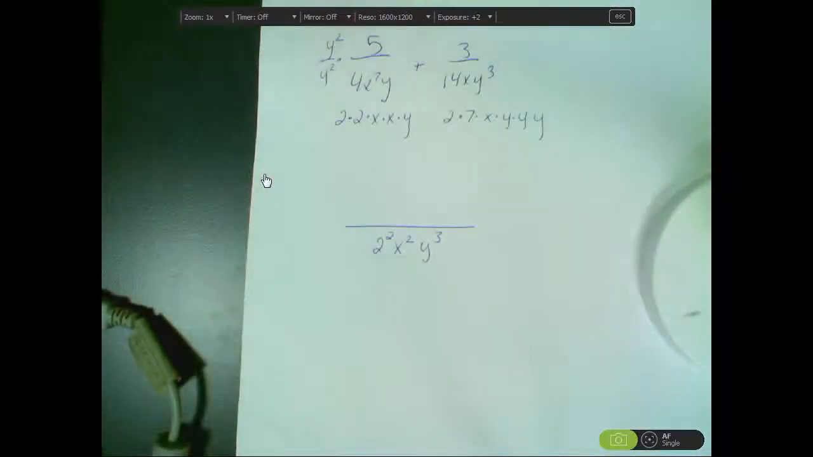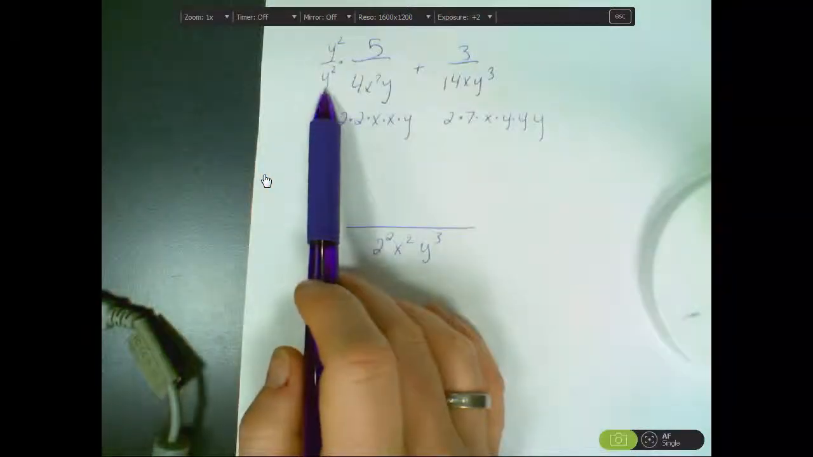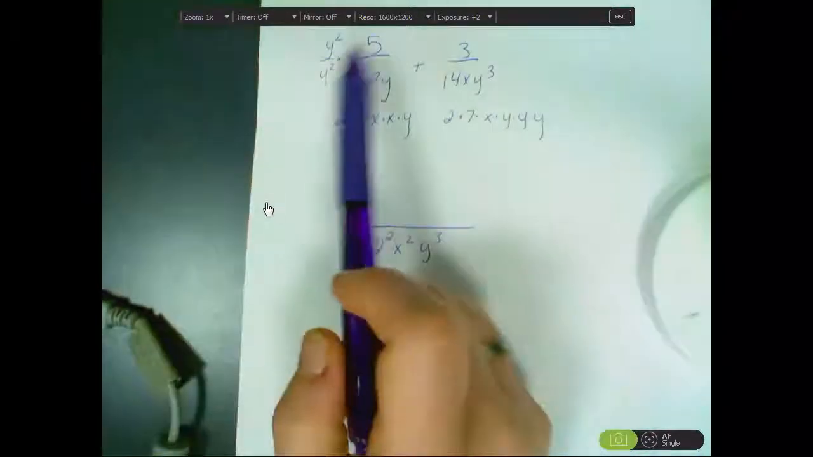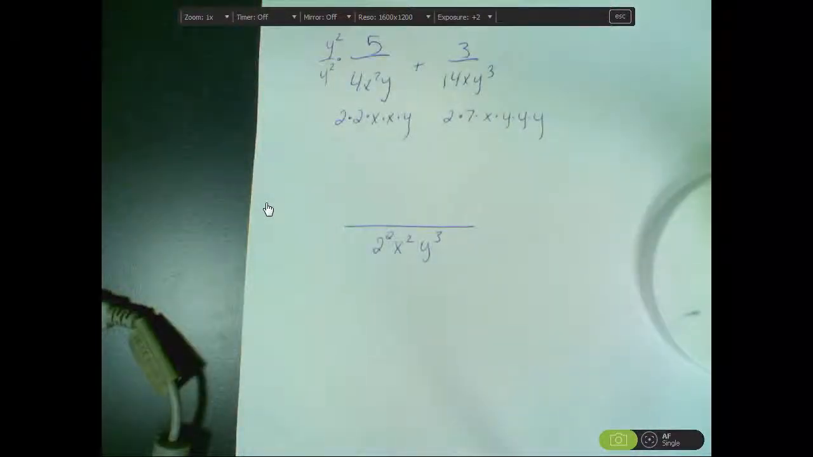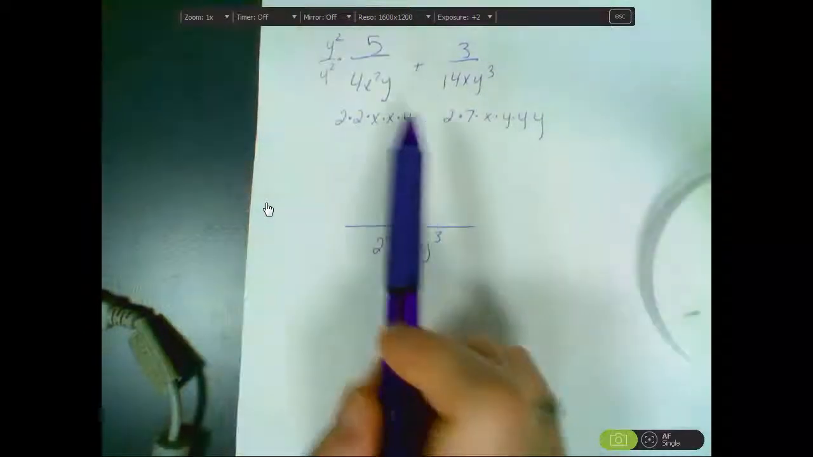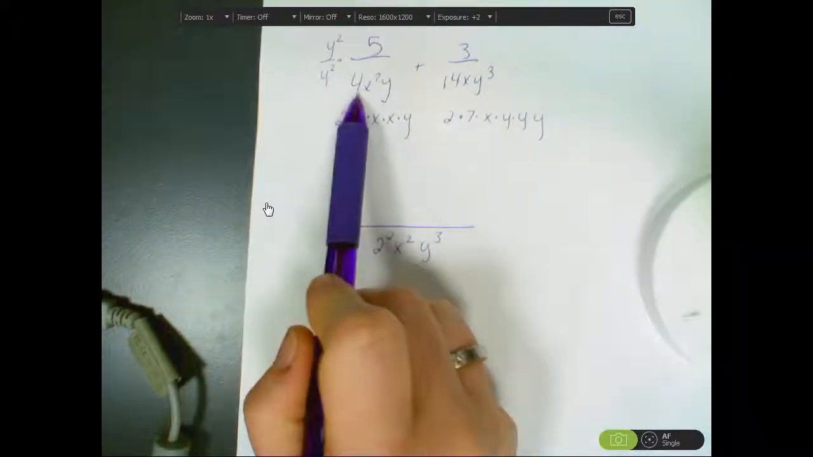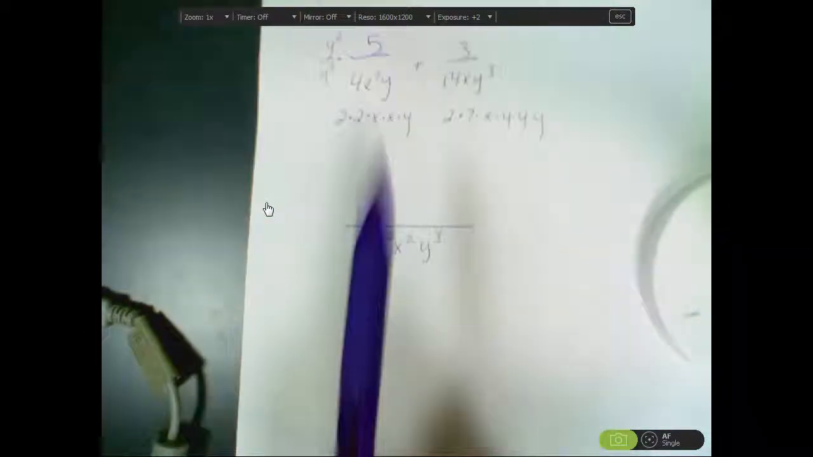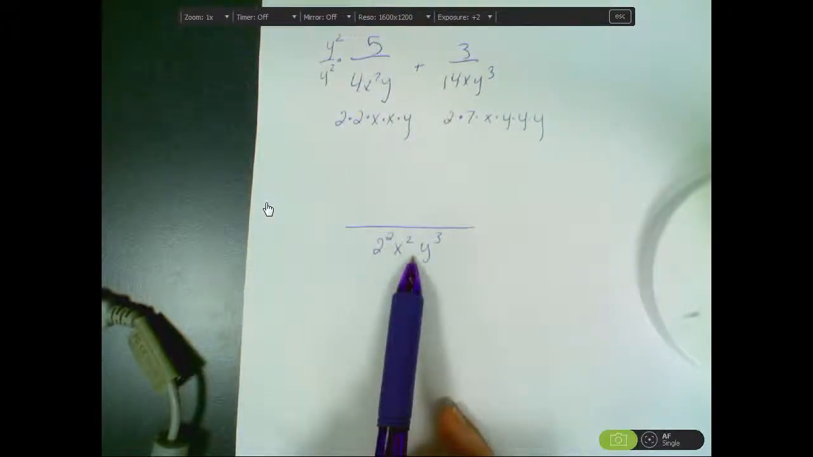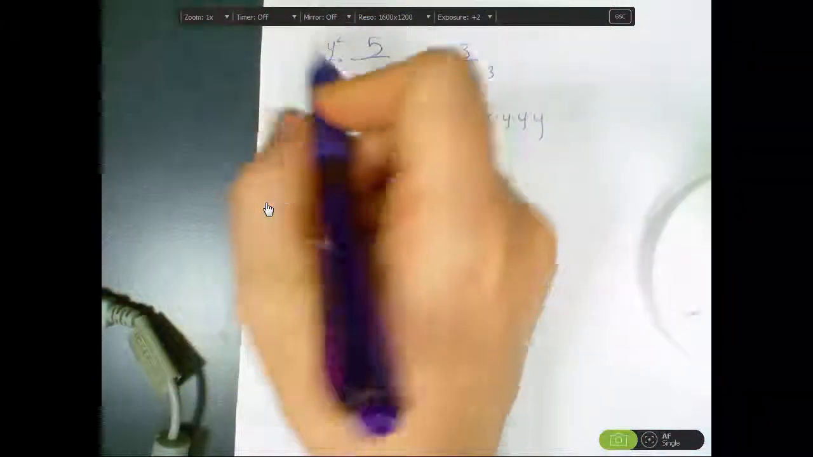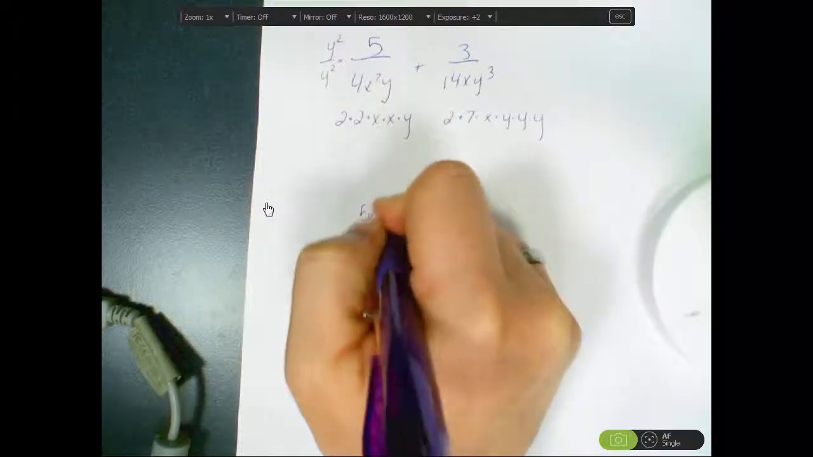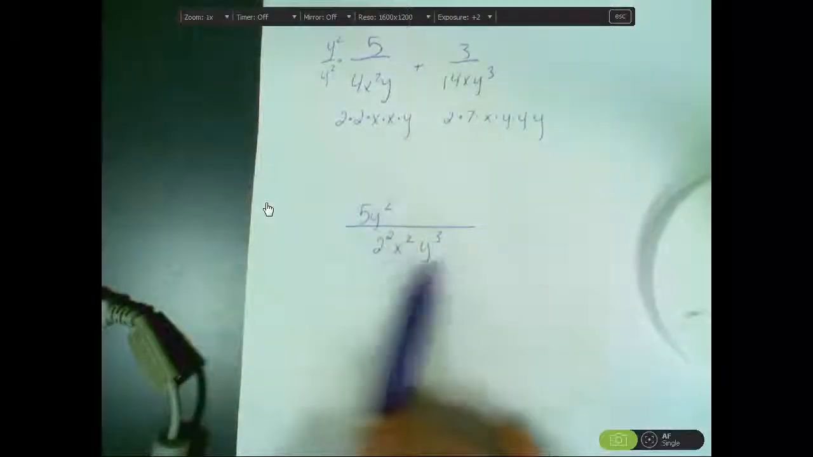The reason I'm doing that is, first of all, I'm multiplying by 1. So I'm not changing the value of this fraction in any way. You can multiply anything in the world by 1 and you don't change its value. I'm also making it so that when I multiply y squared by 4x squared y, I get 4x squared y cubed. So the top becomes 5y squared. The bottom I already have written.